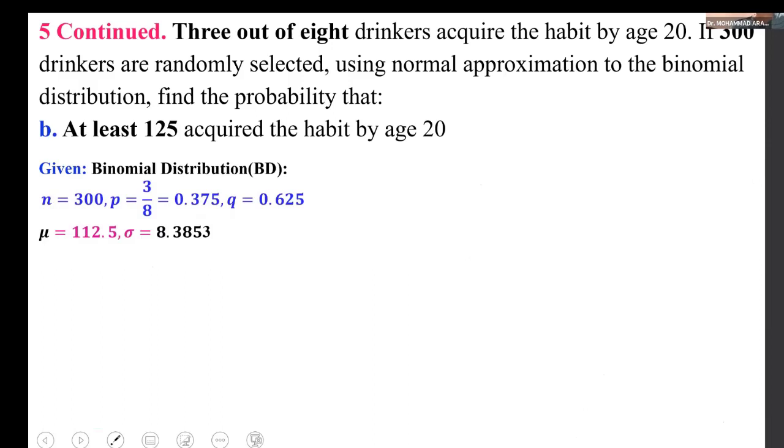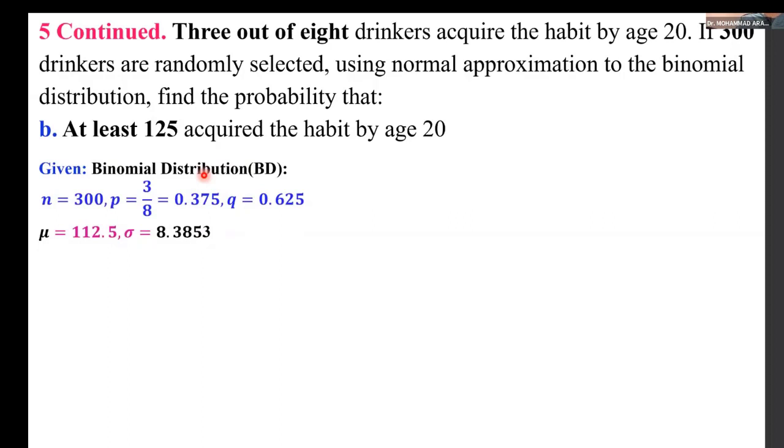Now, we are repeating the same question. The next part is asking for at least 125 acquire the habit by age 20. So we are looking at the same question, part B, and therefore we are repeating the same information from the previous page. It's a binomial distribution with n, p, q, mu, sigma. All of the values come from the previous page. Nothing brand new. They were all discussed on the previous page.